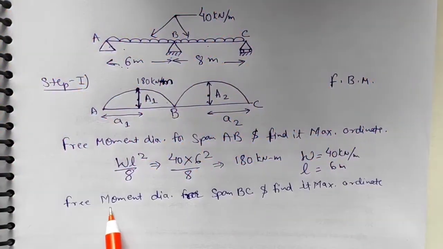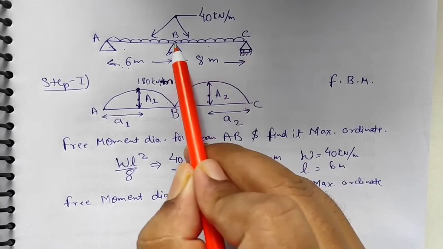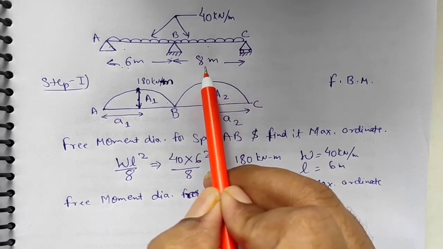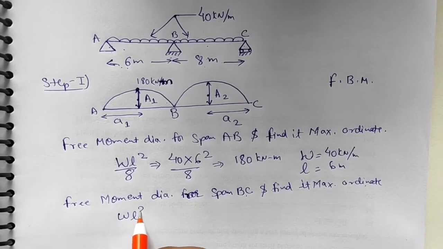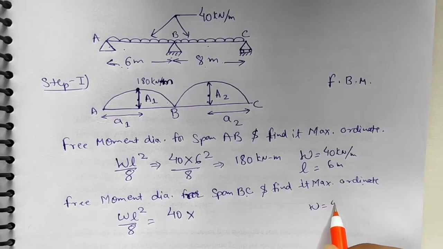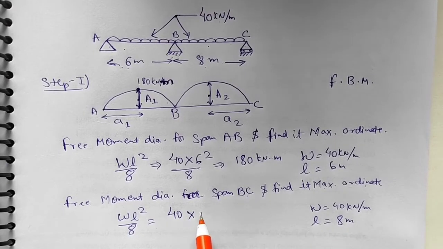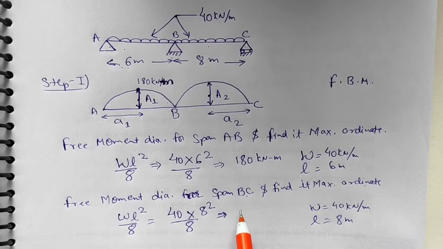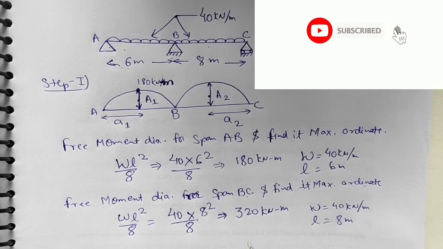Again similarly I will draw the free bending moment diagram for the span BC, that is this beam having UDL of 40 kilonewton per meter and span length of 8 meter, and find its maximum ordinate. As it is loaded with a UDL, it will give the same parabola value, WL square by 8. Here W is the same, 40 kilonewton per meter, and length is 8 meter as given in the question. Putting the values in the equation gives 320 kilonewton meter.